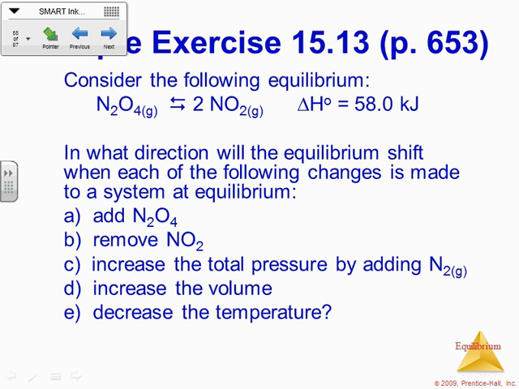Okay, if you have a gas reaction, that's where changing the pressure is really going to have an effect. So here's our reaction. We've got this equilibrium right here. It's a gas reaction. We've got a delta H for it. So we want to know what direction will the equilibrium shift when each of the following changes gets made to the system at equilibrium. So if we add N2O4, so if I'm basically pumping more N2O4 into this thing, which way is that going to push the equilibrium? It's going to shift it to the right.